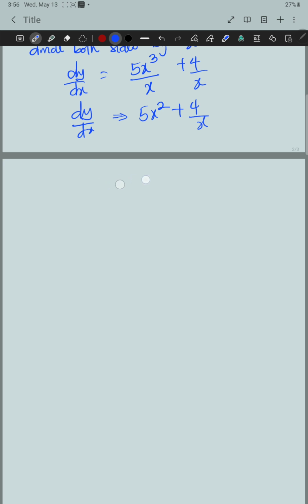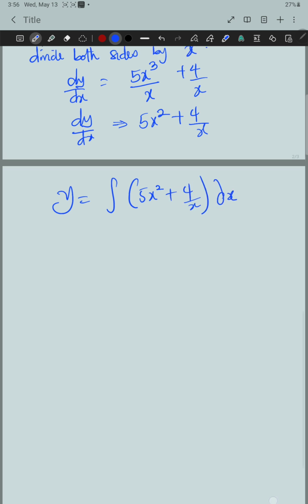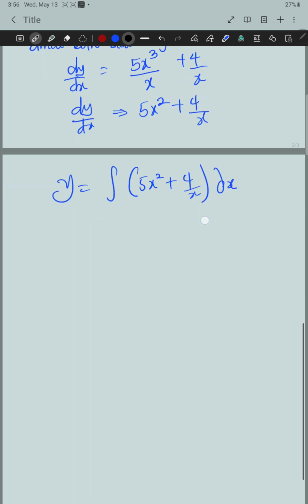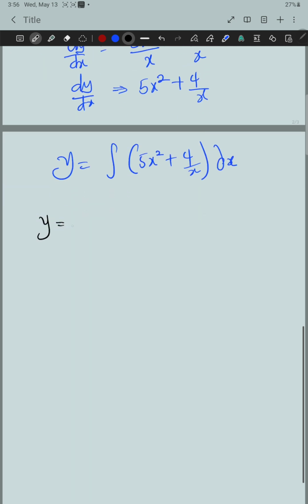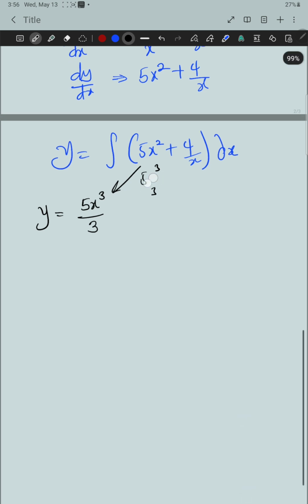So let's integrate. This means that y is equal to the integral of 5x squared plus 4 over x dx. Did you see that? So let's integrate that quickly. You have y is equal to 5x to the power of 3 over 3. In case you want to find out what I did to become this, I said 5x raised to the power 3 over 3. How did I get that?